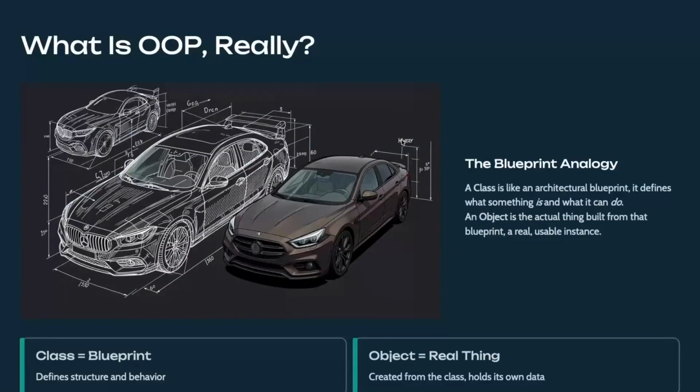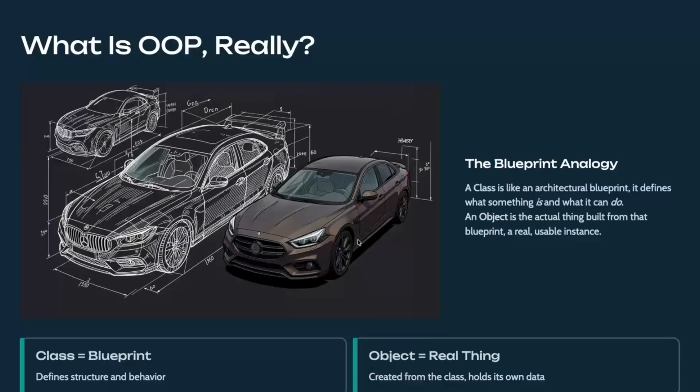So what is OOP really? The easiest way to understand OOP is through the blueprint analogy. A class is like a blueprint. For example, a blueprint for a house defines its structure, its layout, and what it contains: the number of doors, the number of windows, the number of rooms. But the actual house built from that blueprint is the object. So, a class defines the structure and an object is the real instance created from it.